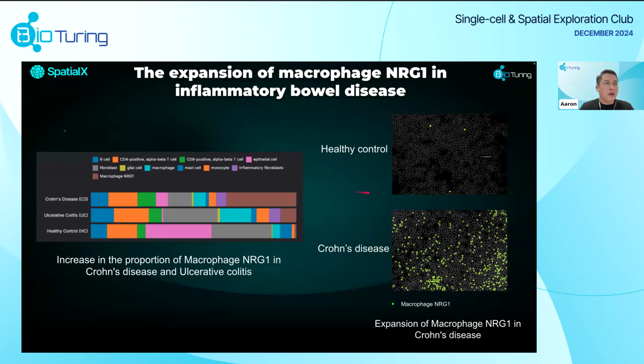Besides seeing the proportion on SpatialX, you are able to see the distribution of the cells in space with the spatial coordinates. For example, in the healthy control we can only see a few cells in the sample in the FOV region here. But in the Crohn disease, you can see there are lots of NRG1 macrophages expanding, suggesting that the macrophage may have some important function in the disease formation or in the disease progression.